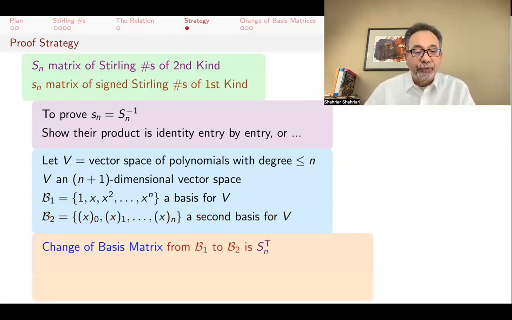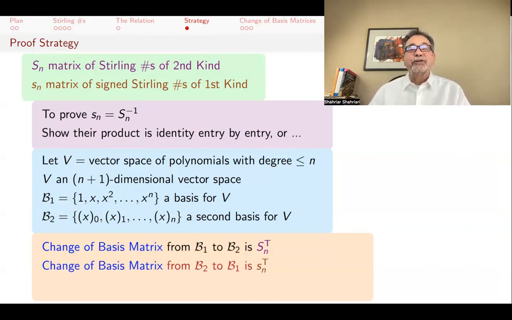And when you have that, to go from one basis to another, we have these things called change of basis matrices. So, what we will prove is that the change of basis matrix from that first basis, that standard basis, to B2 is going to be the transpose of the matrix of Stirling numbers of the second kind. And the change of basis matrix from the falling factorials to the powers, to the standard basis, is going to be the transpose of the signed Stirling numbers of the first kind.